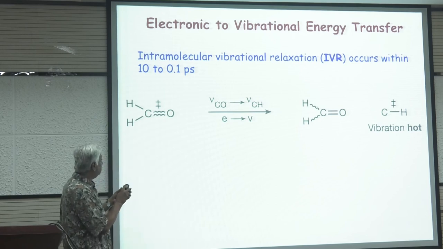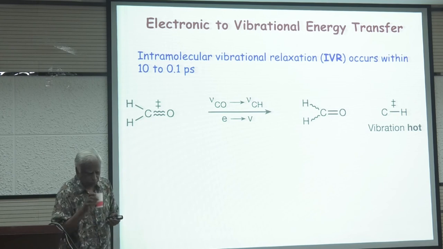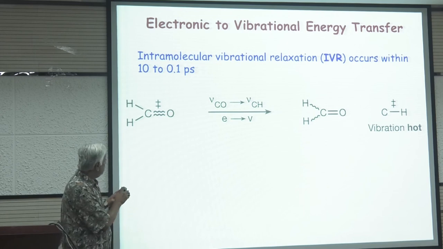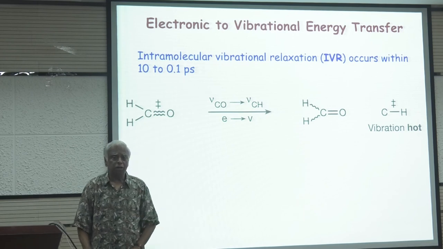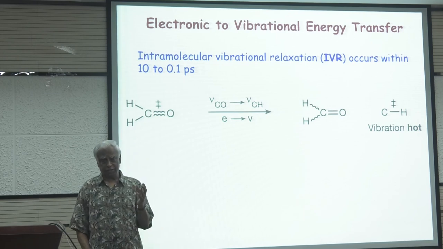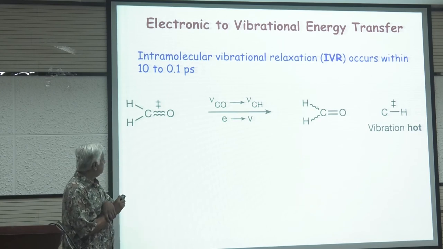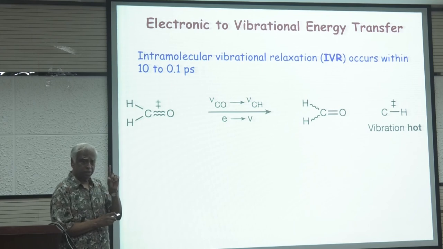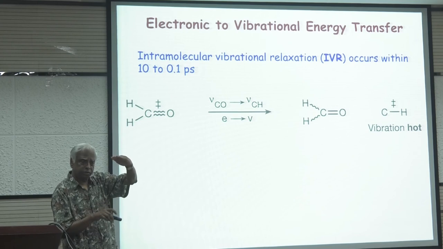So for example, you take a carbonyl compound, C double bond O. At the very beginning we talked about it having two excited states, n to pi star and pi to pi star. When you shine light on this compound, the electron from the n orbital goes to the pi star, so that will be the singlet n to pi star excited state.